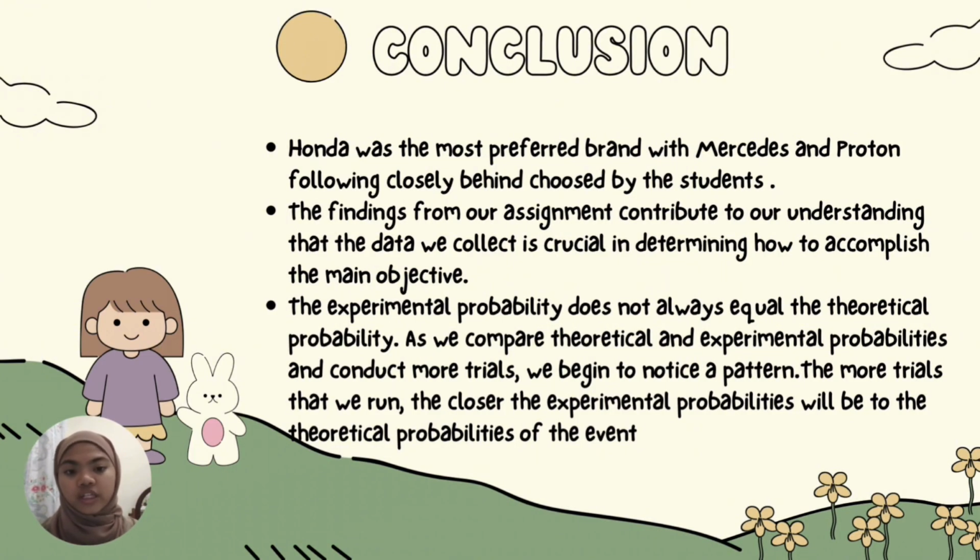As we compare theoretical and experimental probabilities and conduct more trials, we begin to notice a pattern. The more trials that we run, the closer the experimental probabilities will be to the theoretical probabilities of the event.